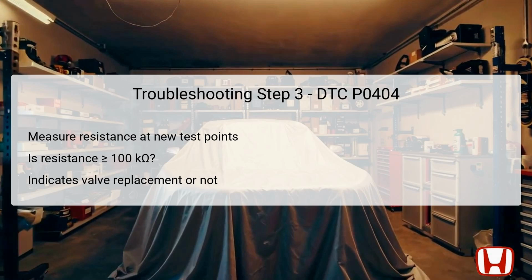A reading of 100 kiloohms or greater is again indicative of a healthy circuit, suggesting that the EGR valve should be replaced if the previous tests confirmed its malfunction. Conversely, if the resistance is below the specified threshold, it indicates a potential fault exists, allowing further investigation to proceed to the next step. This methodical approach ensures that the technician narrows down the root cause efficiently, without hastily concluding.